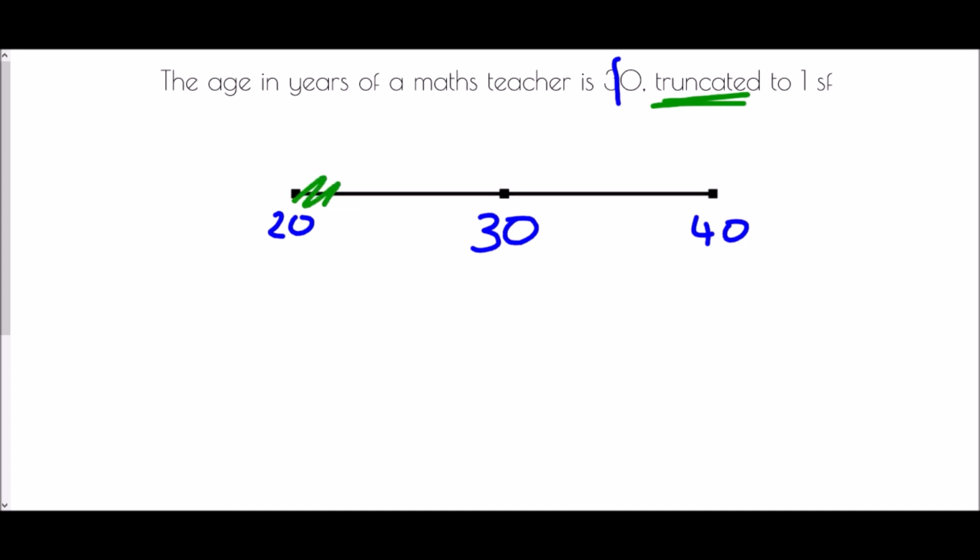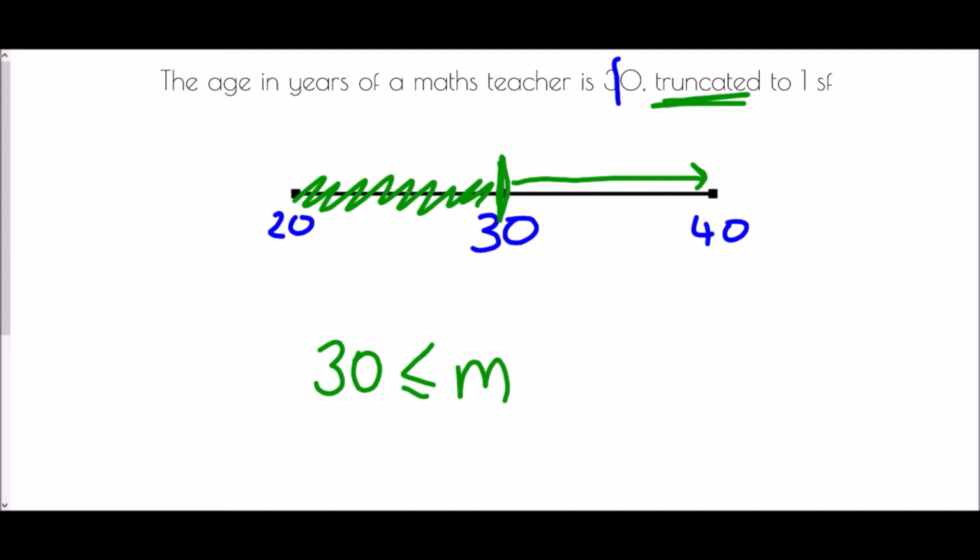therefore none of these values work. The absolute lowest value it could have been was 30. So the age of the maths teacher is at least 30. And it could go all the way up to, but not include, that age of 40. And therefore we know that that teacher must be somewhere between 30 years old and 40 years old, but not including the 40.